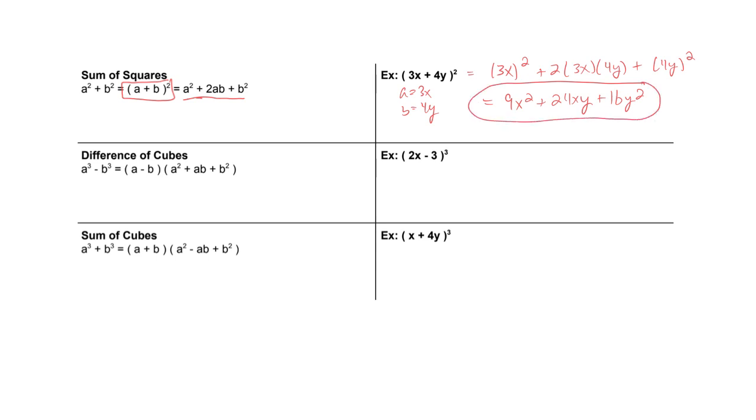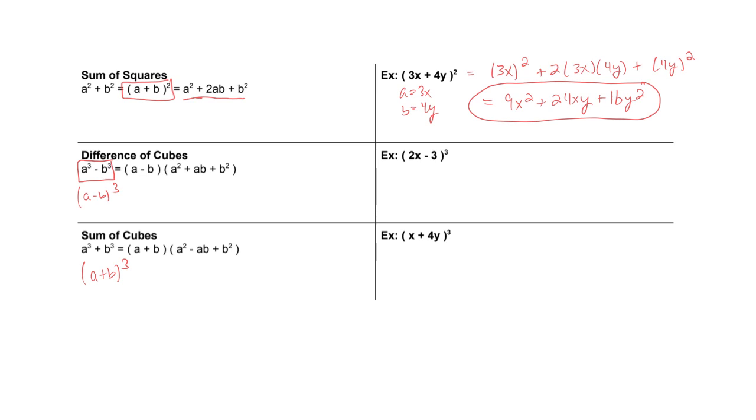All right, if you can remember the formula or see that formula, it's much faster than foiling out. We also have cubes. So this is when we have two numbers cubed, right? So you'll see like a minus b cubed, and then sum of cubes would be a plus b cubed.